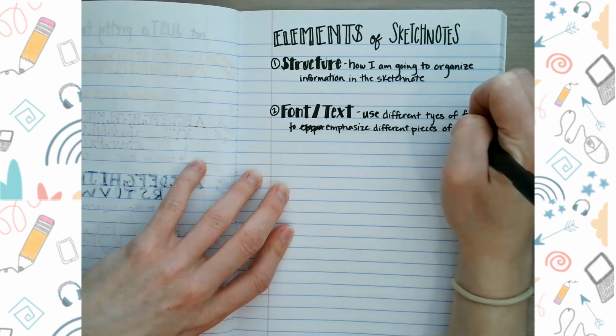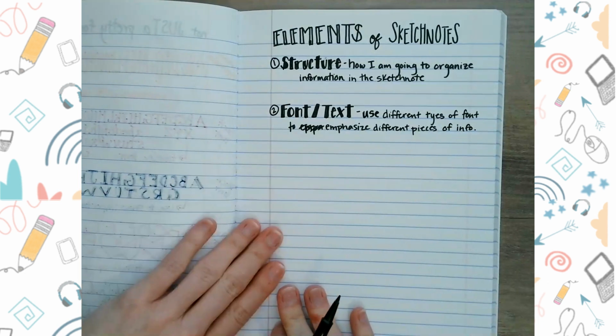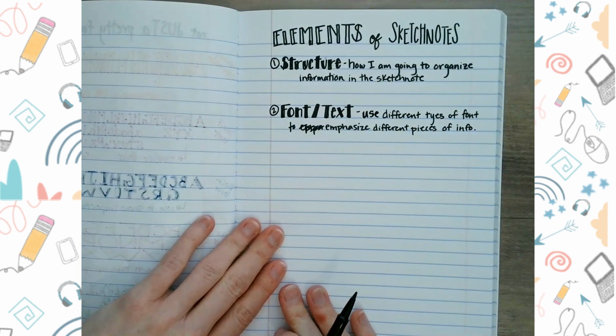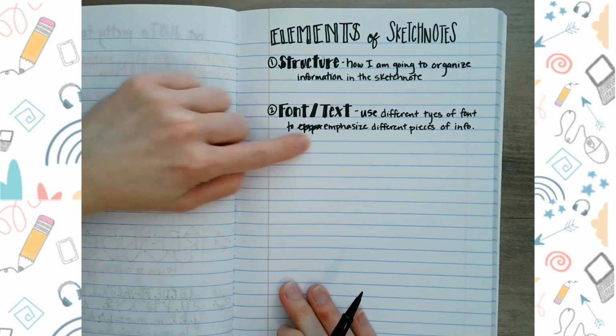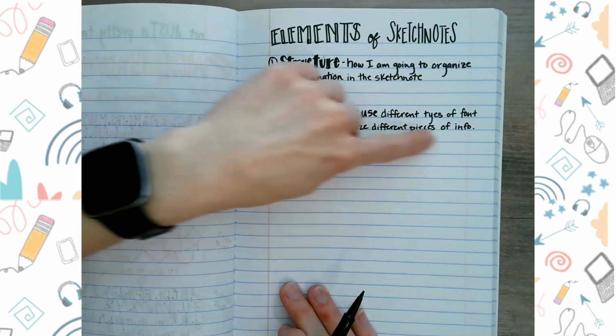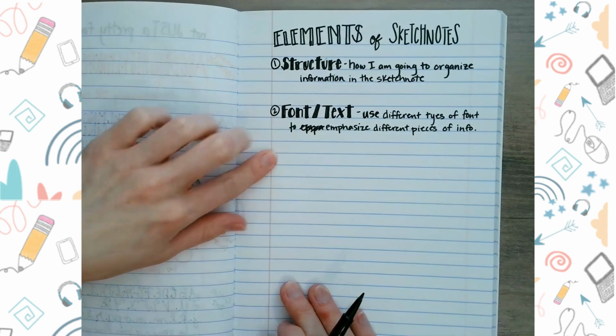So just like I did with structure, I'm going to leave a few open lines and some space underneath font and text so that I can come back in and add the examples of font later. Tomorrow, we'll come in and add 3 more elements of sketchnotes.